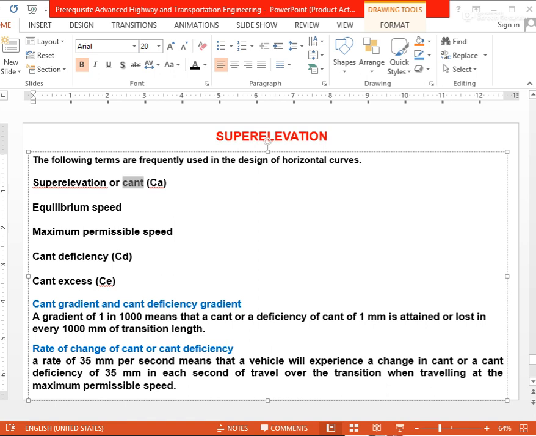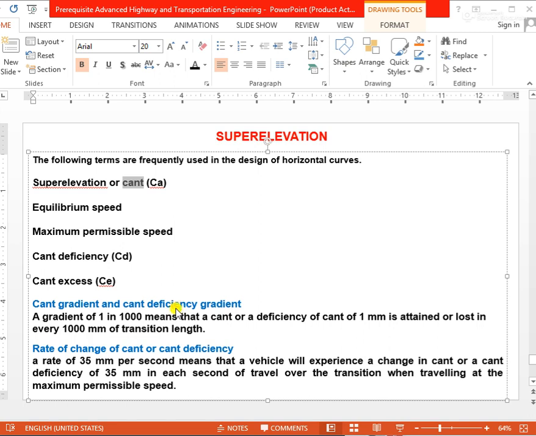Next is cant deficiency. Cant deficiency occurs when a train travels around a curve at a speed higher than the equilibrium speed. It is the difference between the theoretical cant required for such high speeds and the actual cant provided. Again I am repeating, it occurs when the train travels around a curve at a speed higher than the equilibrium speed. It is the difference between the theoretical cant required for such high speeds and the actual cant provided.